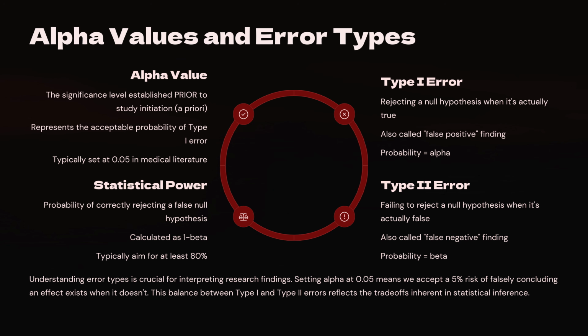Statistical power, on the other hand, which usually is related to the beta value, okay, 1 minus beta, is typically around 80%. And it's the probability of correctly rejecting the false null hypothesis. So this helps to prevent the type 2 error, the failing to reject a null when it's actually false. So also called a false negative.